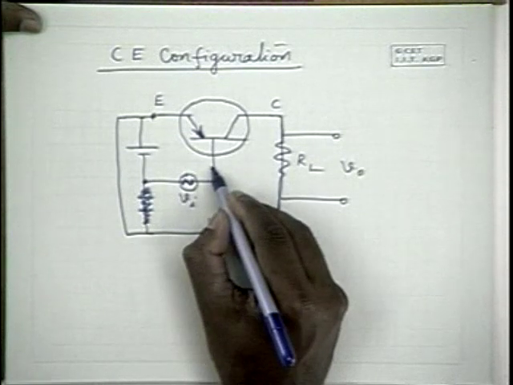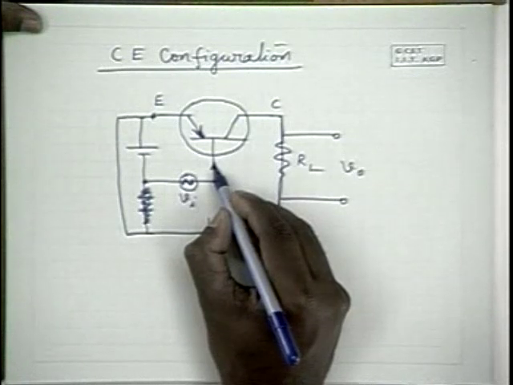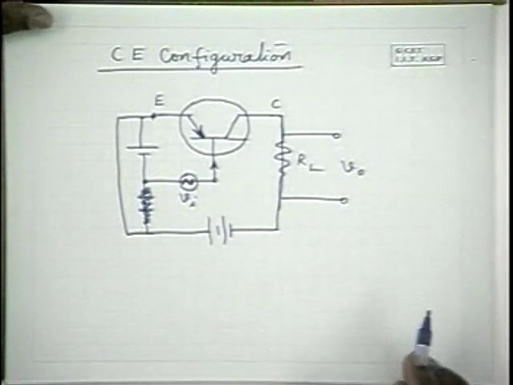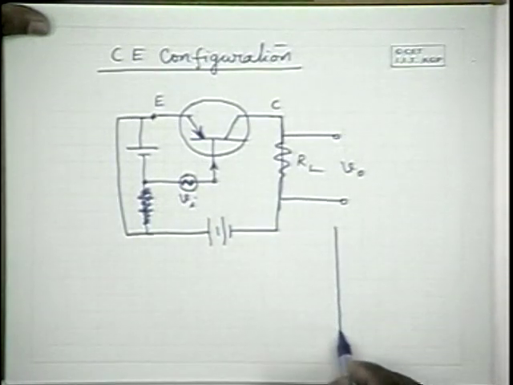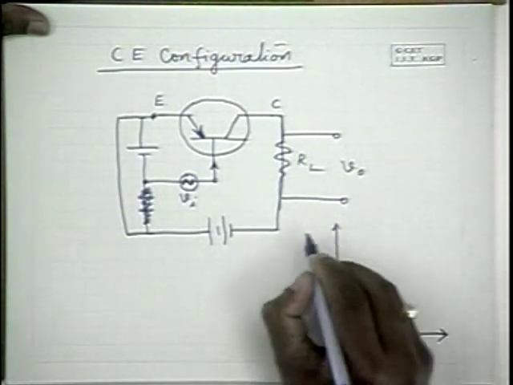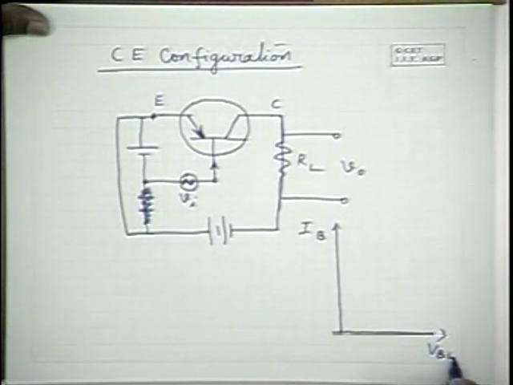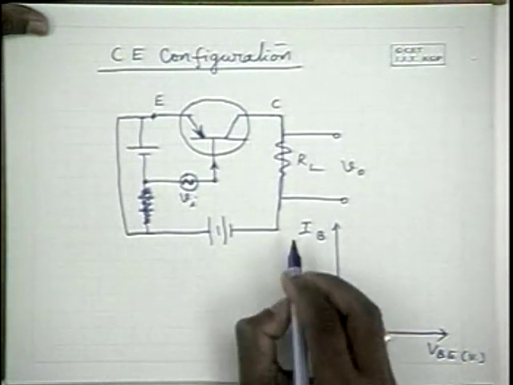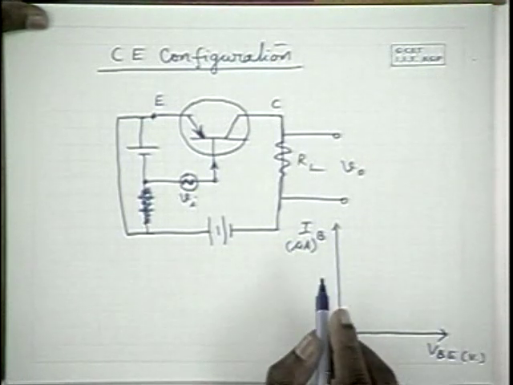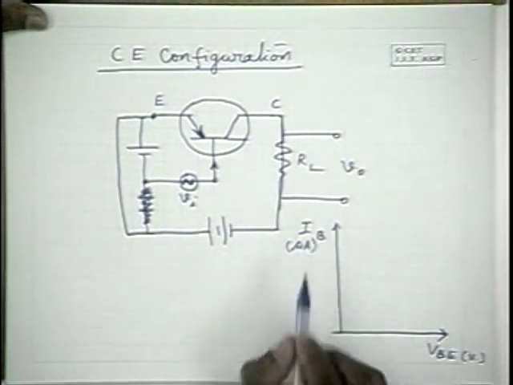Now what is the input current over here? The input current in this particular case is the base current. The output current in this particular case is the collector current. Hence, the input side characteristics is the characteristics between the base current and the base to emitter potential. So this is in volts and this is in milliamperes or microamperes. In the earlier example, the input current is the emitter current and now it is the base current.